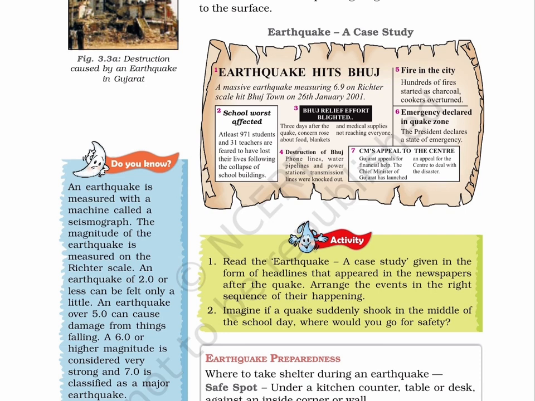4. Destruction of Bhuj. Phone lines, water pipelines and power stations' transmission lines were knocked out. 5. Fire in the city. Hundreds of fires started as charcoal cookers overturned. 6. Emergency declared in quake zone. The President declares a state of emergency. 7. CM's appeal to the centre. Gujarat appeals for financial help. The Chief Minister of Gujarat has launched an appeal for the centre to deal with the disaster.